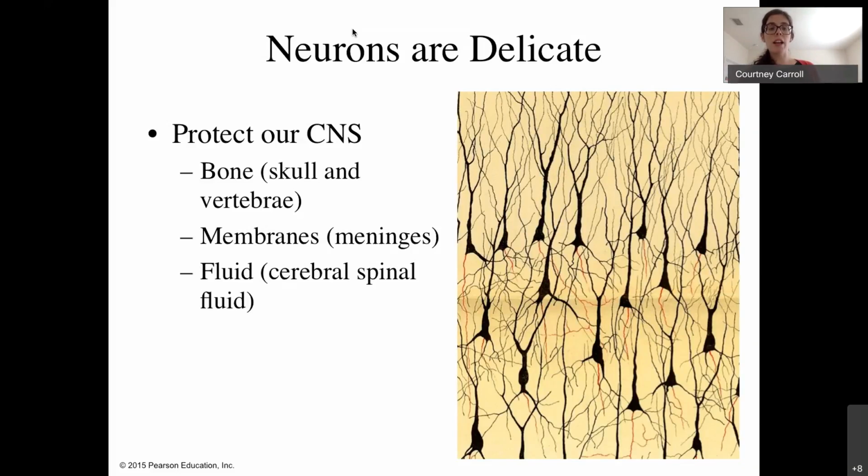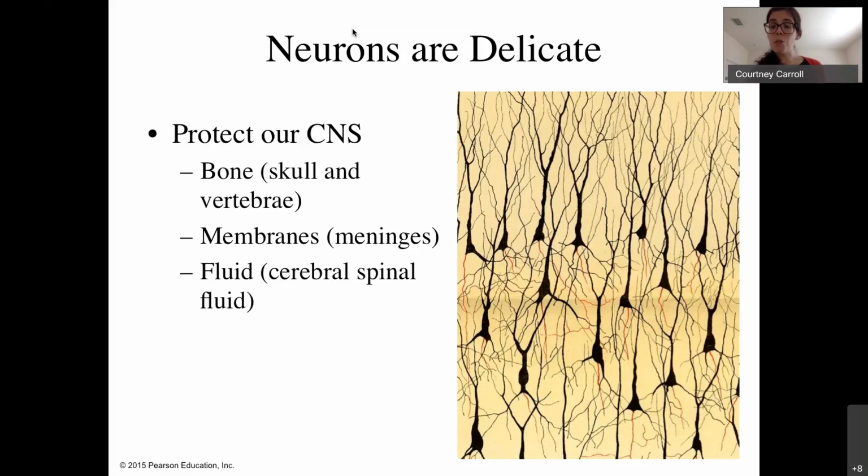And so because of that, we use 4 different systems to protect our central nervous system. One of them we already talked about, and we'll talk about it again in a little bit, is the blood-brain barrier. The other ones are bones. So around our brain, we have the skull, and around our spinal cord, we have our vertebrae.